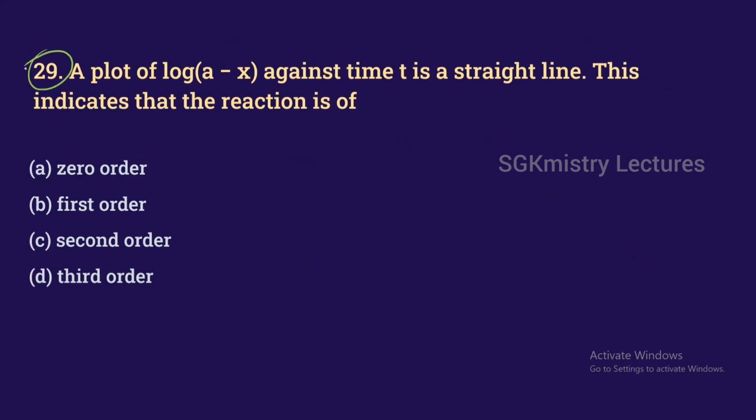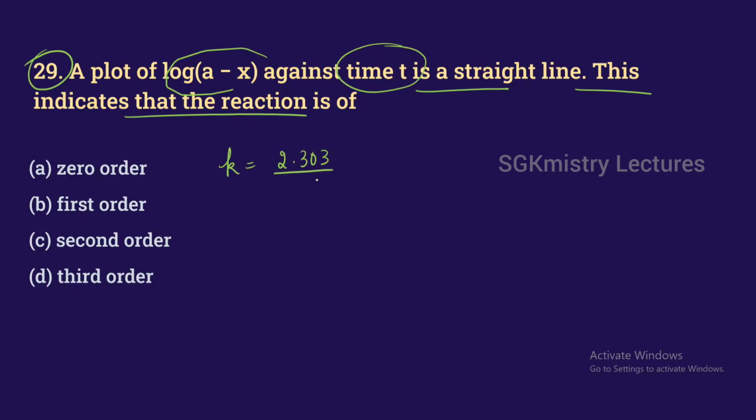Next, question number 29. A plot of log (a minus x) against time t is a straight line. This indicates the reaction is of what order? Okay, so log (a minus x) is there, time is there. So what does it indicate? Let us take the example, the equation of first order, log a by (a minus x).